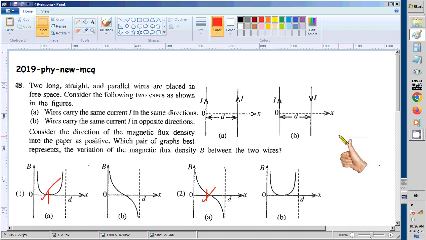So now let's go to the second diagram, B. The direction is the same as A for this first wire. So easy, we can find like this the direction, and it goes inside here at the center. So let us draw the flux lines like this in 3D format.